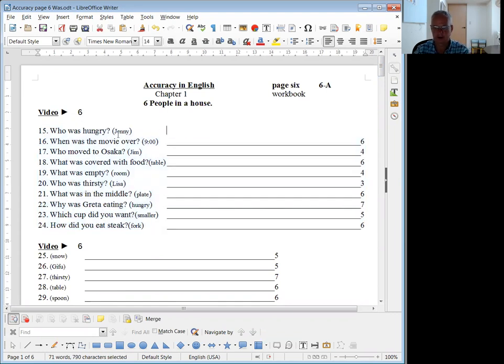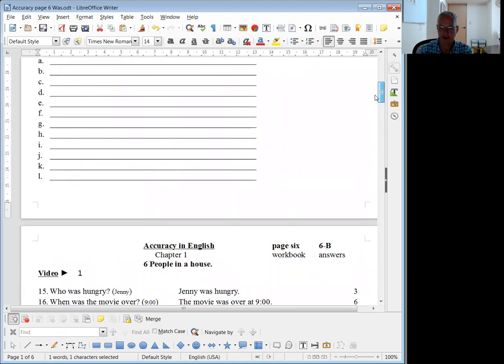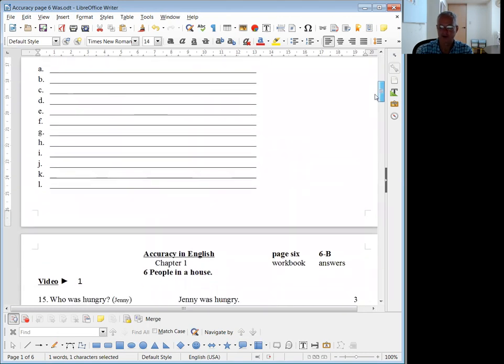and write the answer. So number 15 says, who was hungry? The hint is Jenny. So the answer is Jenny was hungry. Now there was a 3 after that. The 3 is the number of words in the answer. Jenny was hungry. 3 words. You can check the answers down here.